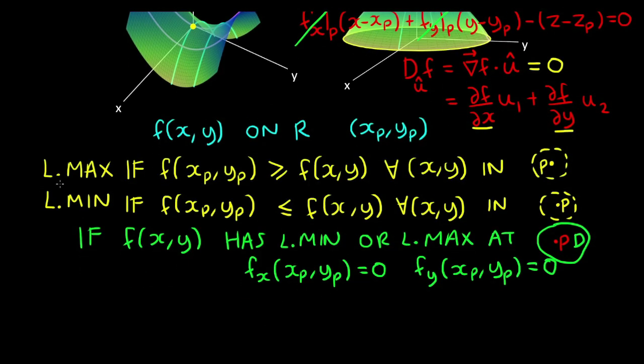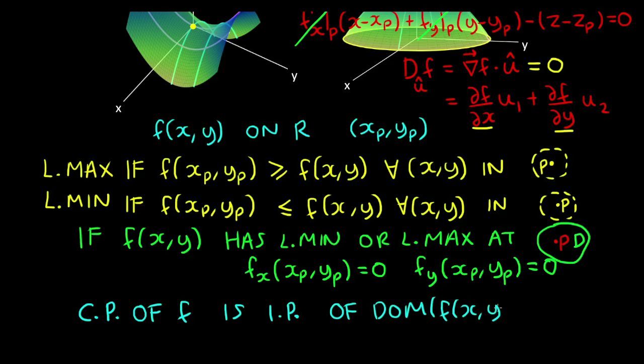Now furthermore, a critical point of the function is an interior point of the domain of the function where both the partial derivatives with respect to the x and y direction are 0, or where one or both of these partial derivatives does not exist. So a function can only take on extreme values at critical points and boundary points.